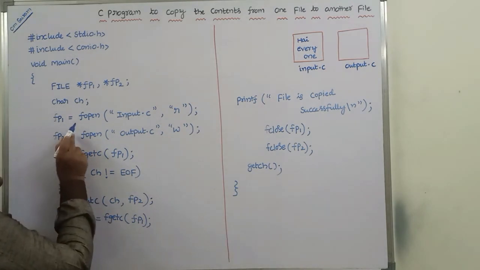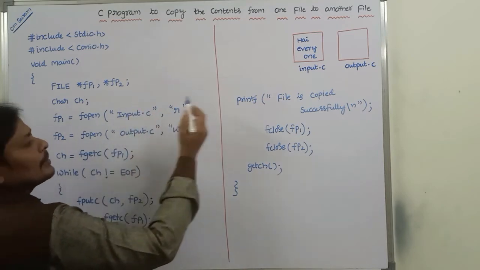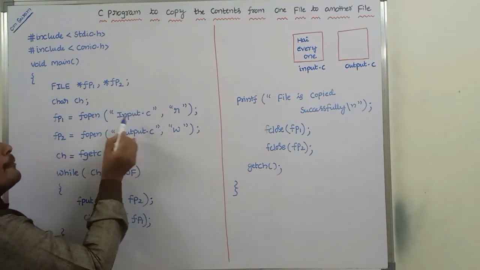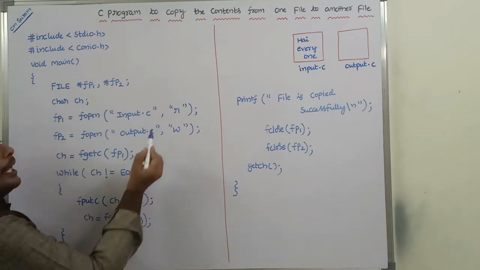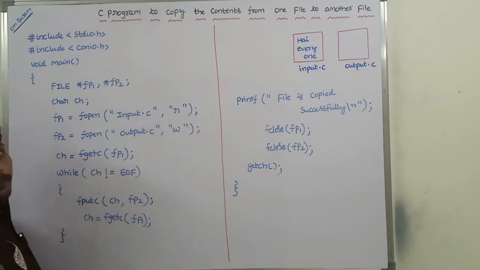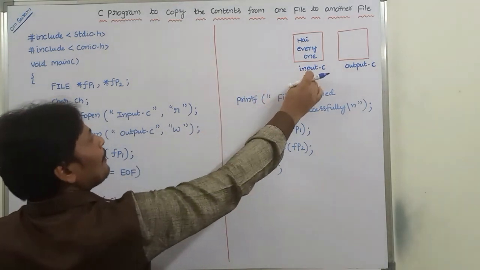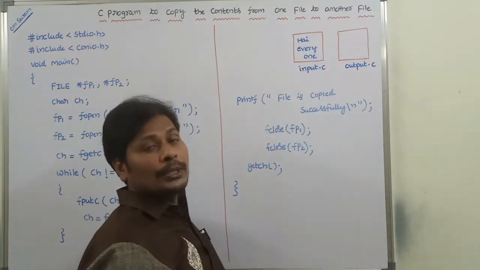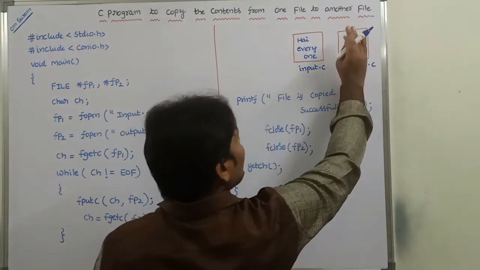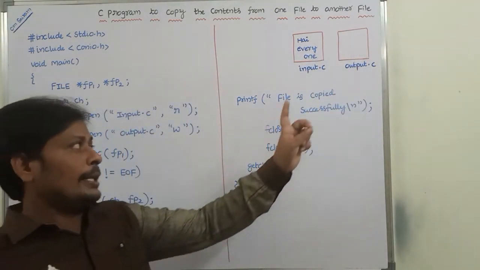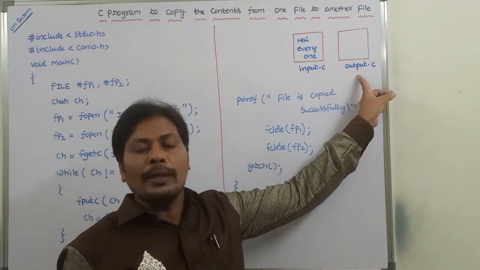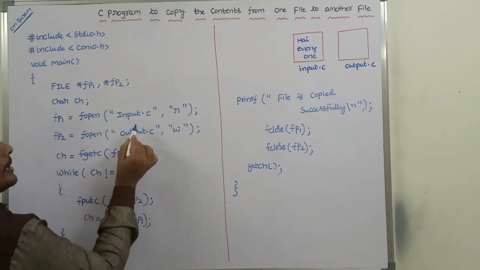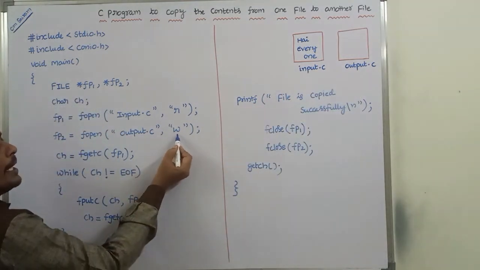So fp1 is equal to fopen, this is the file name, input.c, comma, read mode. So this file input.c is opened by using the fopen function in read mode. This is the mode, read mode. This input.c file is pointed to by the fp1 pointer. Next, whatever information is within the input.c file is written into the output.c file, so that file is opened in write mode by using the fopen function. Therefore fp2 is equal to fopen, the file name is output.c, opened in write mode.